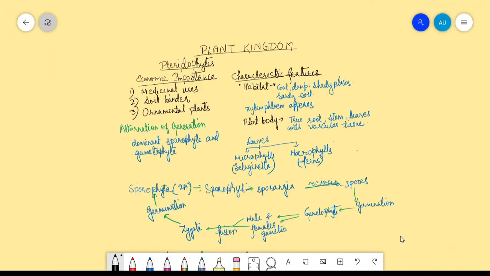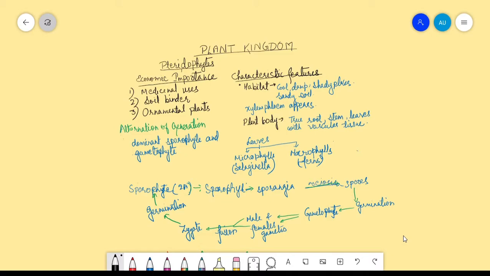Hello students, we have discussed algae and bryophyta in previous classes of this plant kingdom. Now today we will start with pteridophytes. Pteridophytes evolved from the bryophyta and they have some important characteristic features, economic importance, and alternation of generation, how they alternate their generation from sporophyte to gametophyte. All these we will discuss in this class.